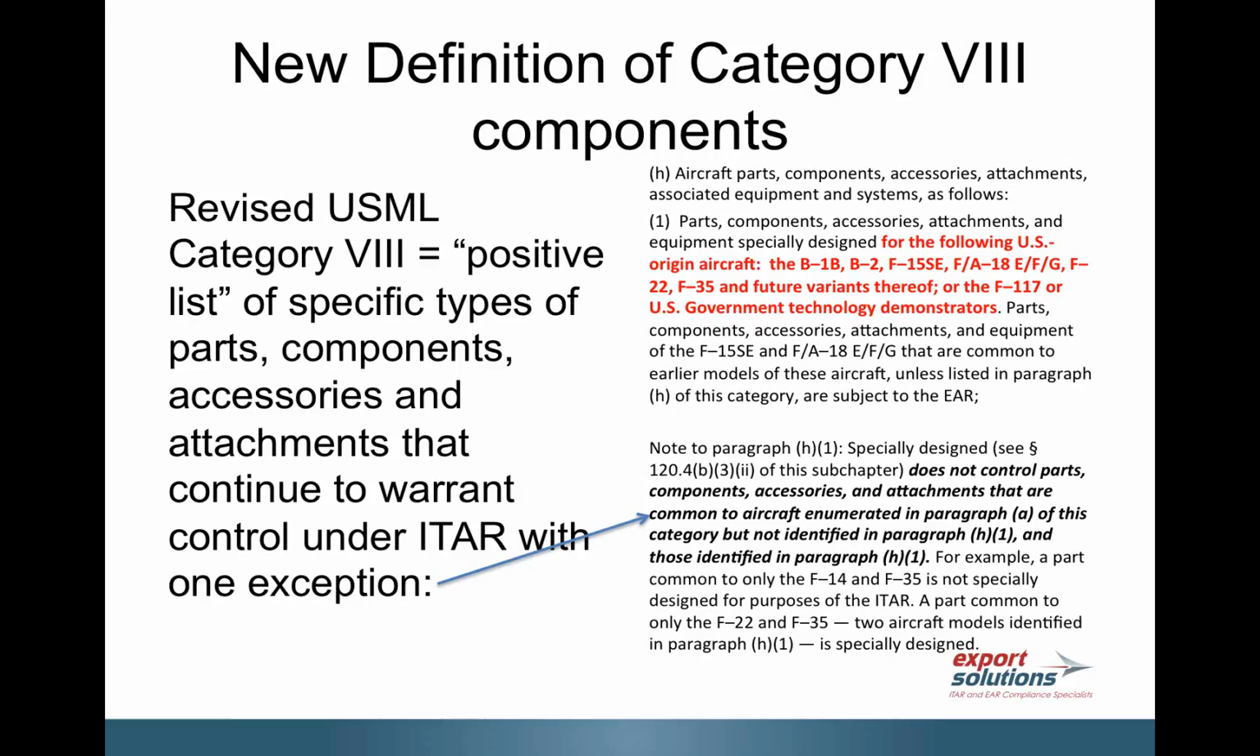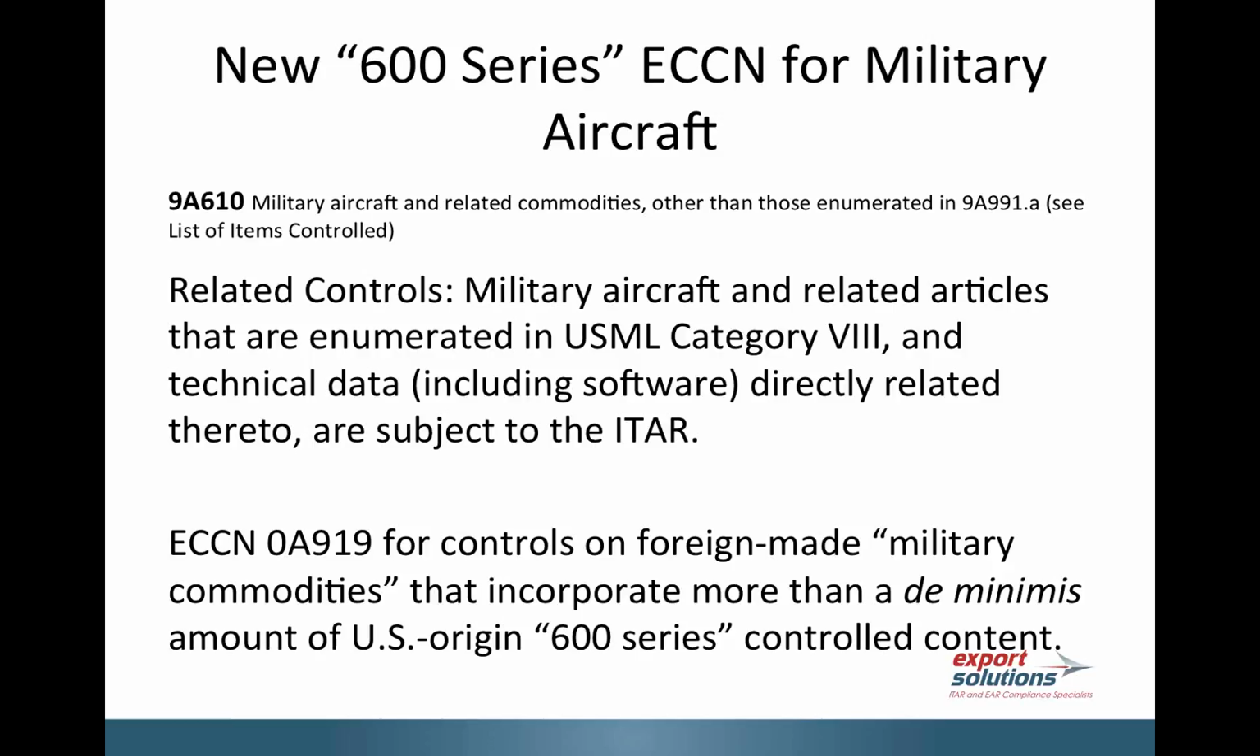The part common to only the F-22 and F-35, both aircraft that are enumerated in paragraph H1, then it would be specially designed. So if you've got some old components that were used on older aircraft, but they're also used on a newer one, they're going to be controlled by Commerce in the 600 series. The 600 series, the way it shakes out for military aircraft, is Category 9, of course, is where aircraft are kept in the EAR. And military aircraft and related commodities, other than those enumerated in 9A991, will be under the catch-all of 9A610. Okay, so related controls of military aircraft and related articles that are enumerated in U.S. Munitions List Category 8. Remember, listed later models of the F-18 and F-117, F-22, etc.